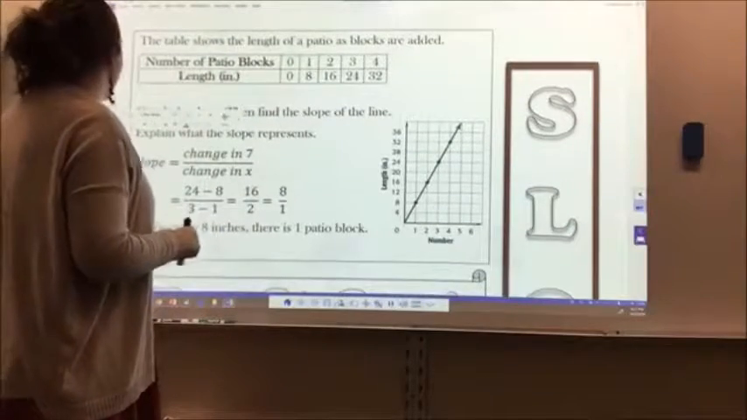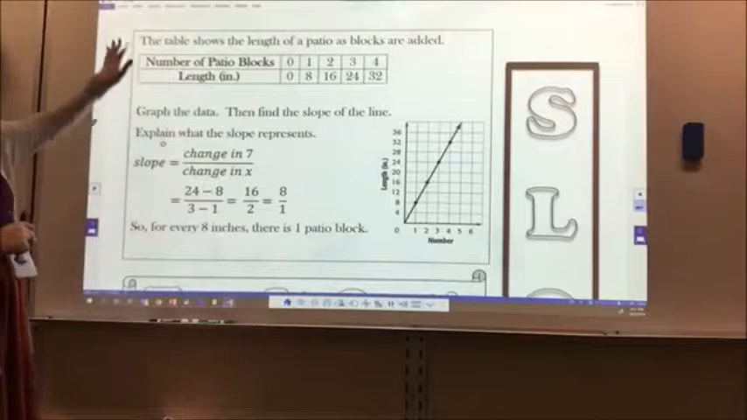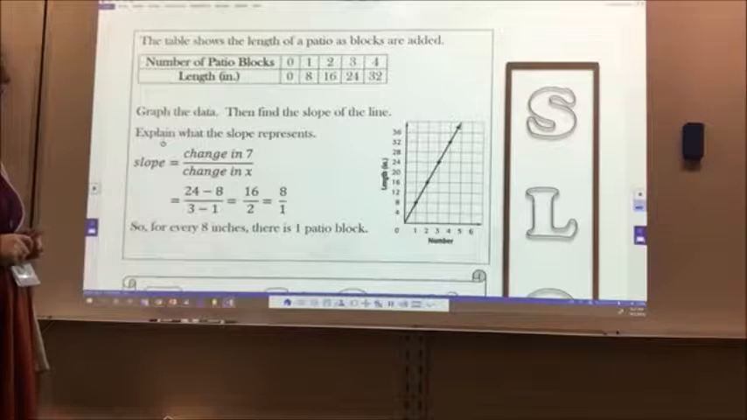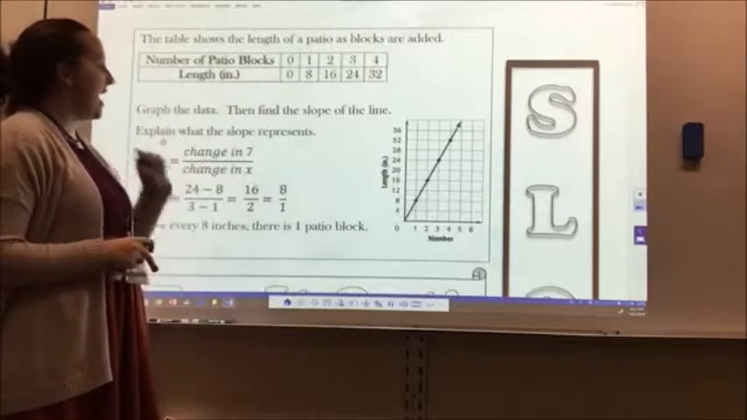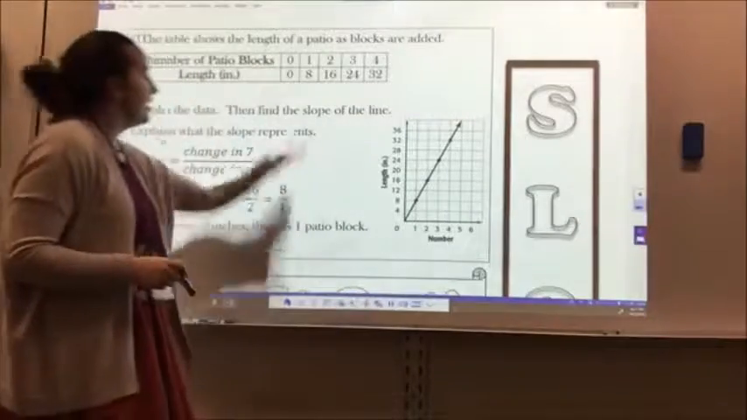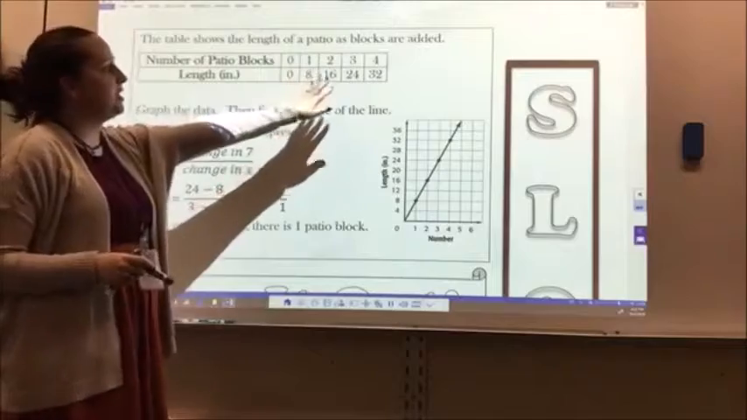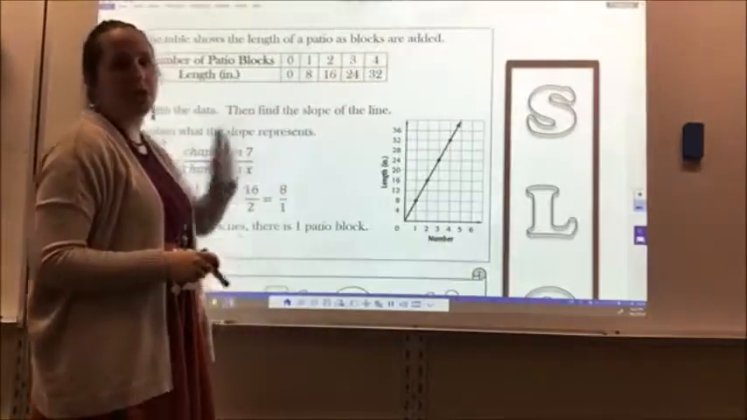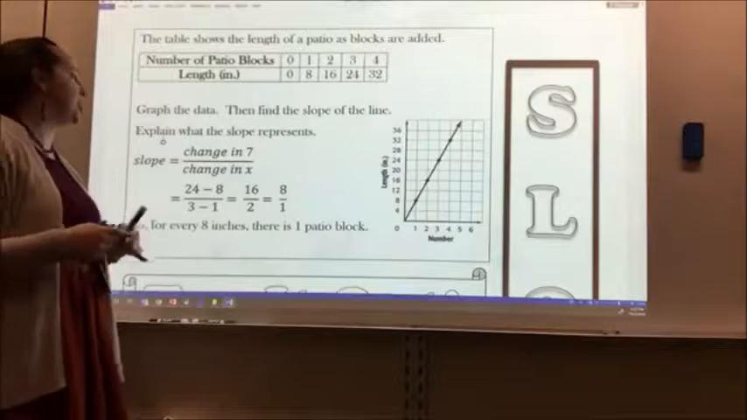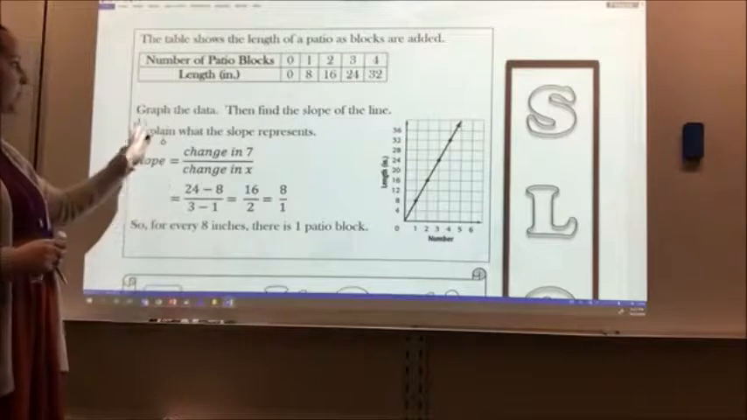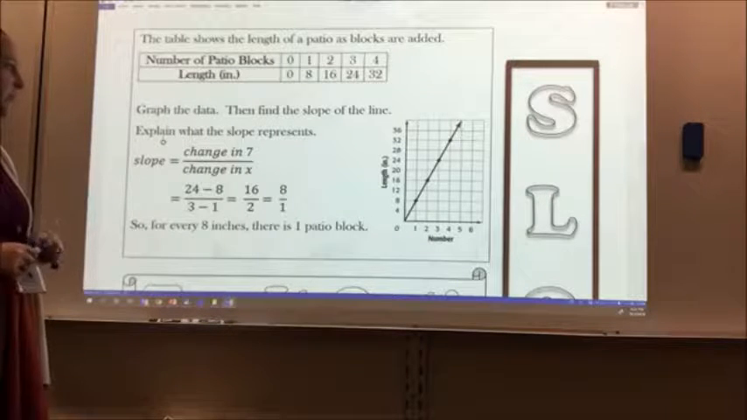All right, so let's go ahead and take a look at an example. So the example I have is the table shows the length of a patio as blocks are added. So number of patio blocks was 0, so my length was 0. When I added 1 patio block, my length became 8 inches. When I added 2, my length was 16, 3 was 24, and 4 was 32. You can see that this is actually a proportional relationship. It has a constant rate of change. So the first thing I want to do is graph the data, then find the slope of the line. Explain what the slope represents.